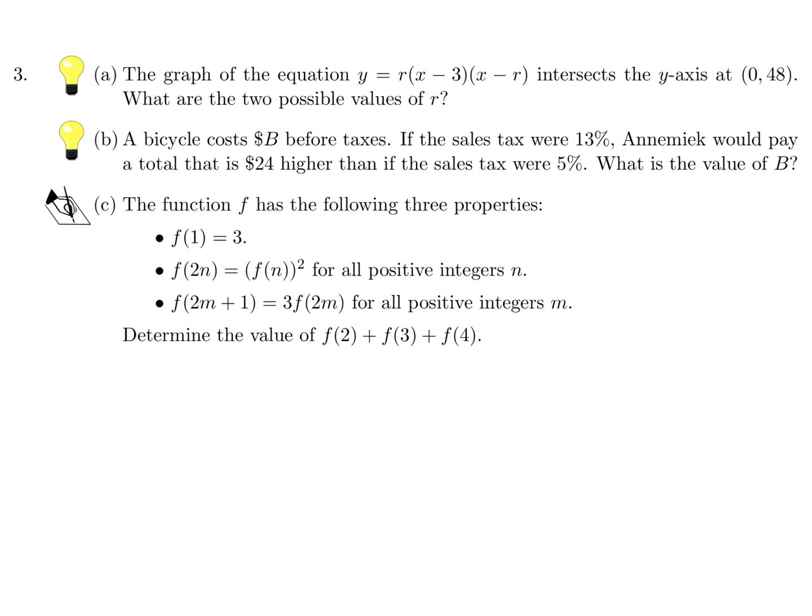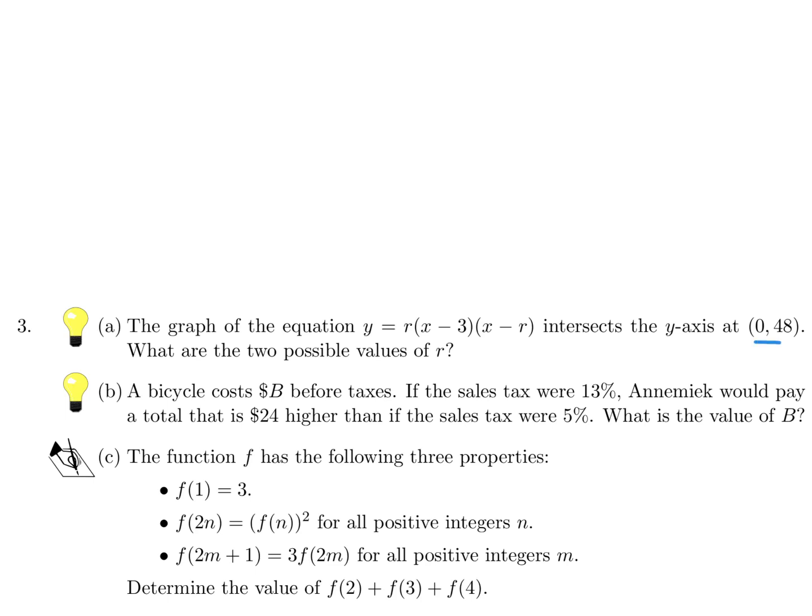The graph of the equation y is equal to r times x minus 3 times x minus r intersects the y-axis at 48. What are the two possible values of r? So let's substitute that into that equation. Y is 48, and then x is 0. So that's going to be r times 0 minus 3 times 0 minus r.